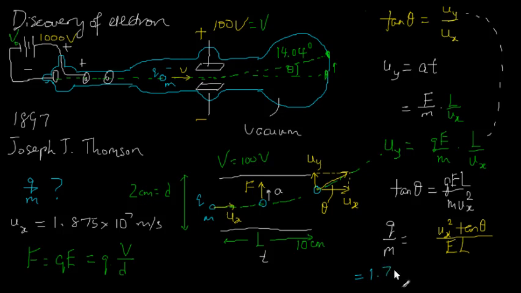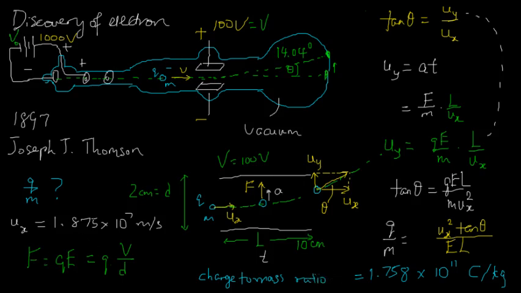The answer is 1.758 times 10 to the power of 11. Now it's a charge to mass, so in SI units, charge is coulomb, mass is kilogram. So the units would be coulomb per kilogram. And I've been calling this the charge to mass ratio. So let me write this out. Charge to mass ratio.